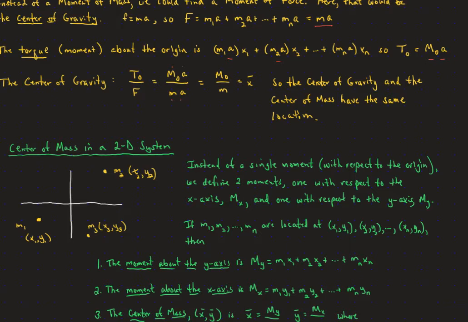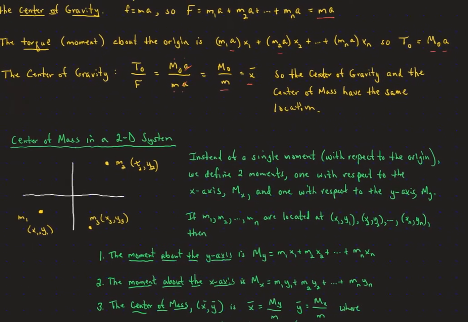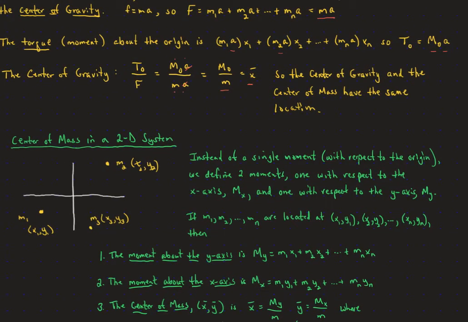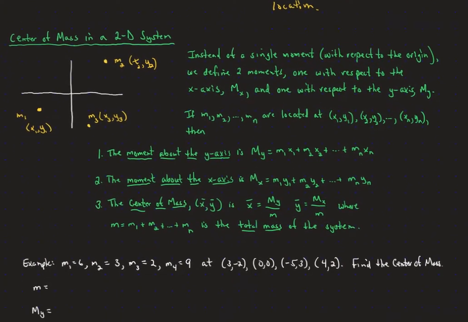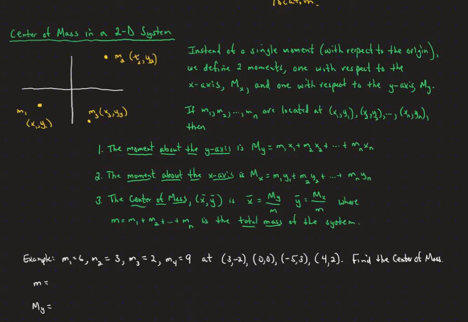So you can see that the acceleration appears in both the numerator and denominator and will cancel. And so we're going to see that x bar, the center of gravity, is going to be the same as the center of mass. So they have the same location. So that's not going to be a big deal for us, but that may make a difference to some physics students that may be out there. Okay.